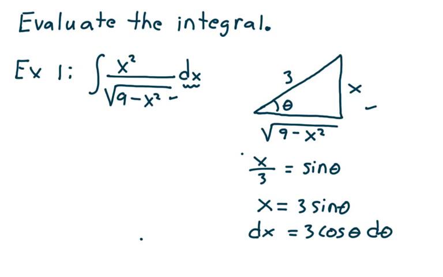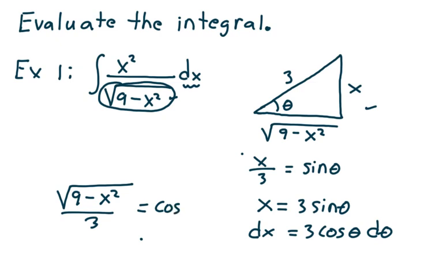We have one more thing to do, which is to figure out what this expression is here. Let me say it another way: we need to figure out what the denominator is. The square root of 9 minus x squared divided by 3 is cosine theta. If I multiply both sides by 3, I get 3 cosine theta.